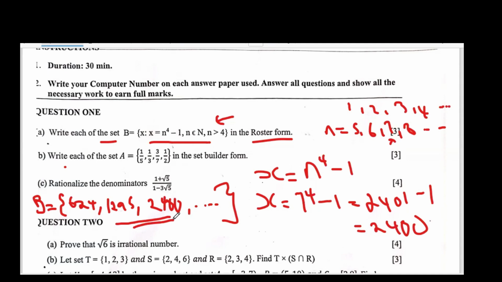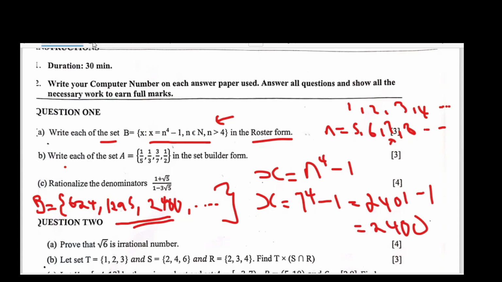So this is the set in roster form. In roster form, they are simply telling you to list the elements of that set, and they have given you conditions there, right? So is that clear, guys? Is it okay? Can I proceed? Or do you have questions? Okay, that's okay.